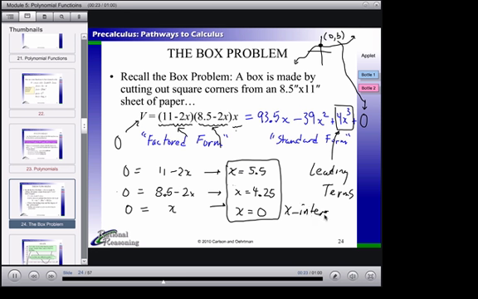So go ahead and start a graph and plot these points: 0, 4.25, and 5.5. Draw a graph and just plot the points 0, 4.25, and 5.5.